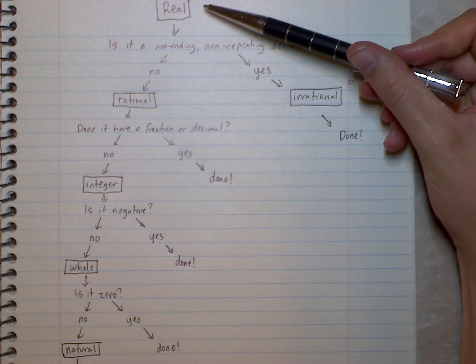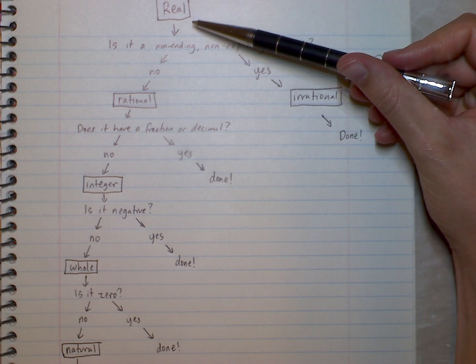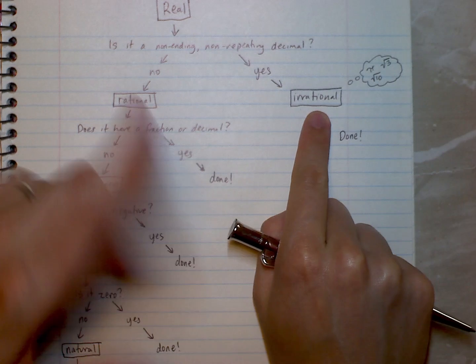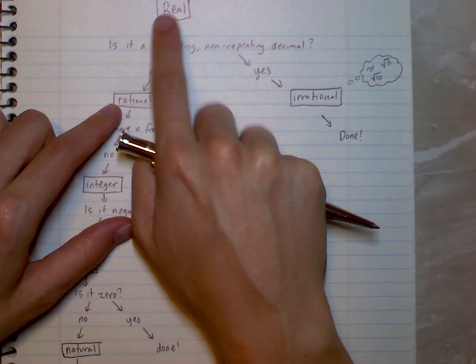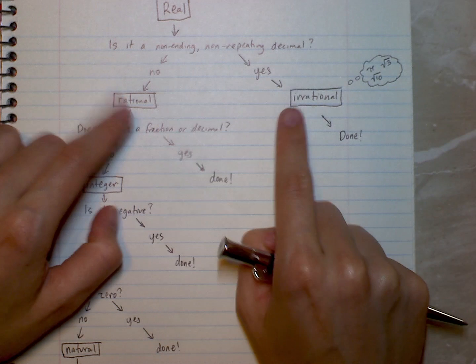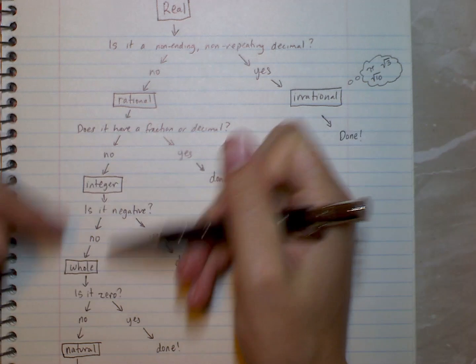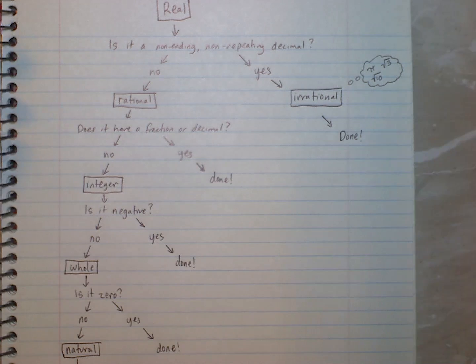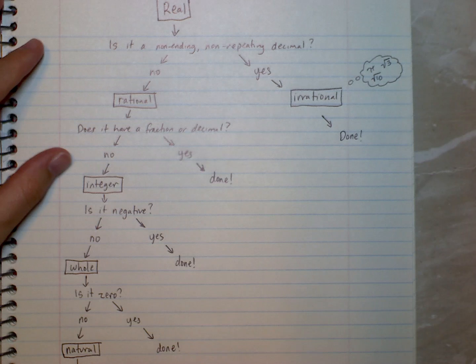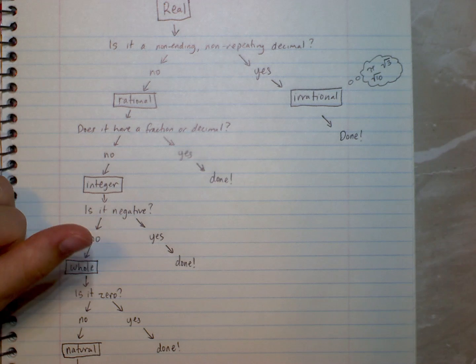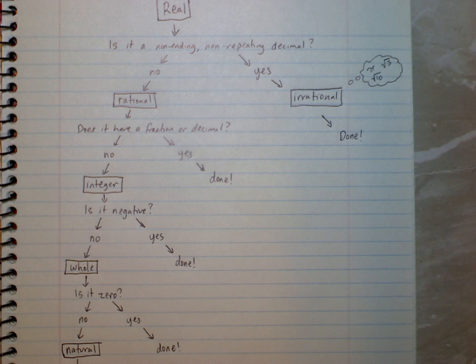But we start with all numbers are real numbers, and then every number is either rational or irrational. So in any answer you give, the word real should be first, and then the next word should be either rational or irrational. And then if it's rational, there may be more words that we use to describe it as well. Let's go ahead and practice this. I'm going to do one, just as an example of using the flowchart, and then we're going to do some on the bottom of our page and actually try to classify some numbers like you did on the quiz.